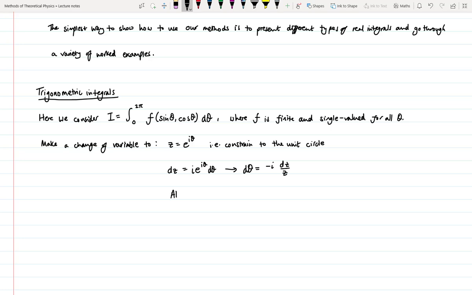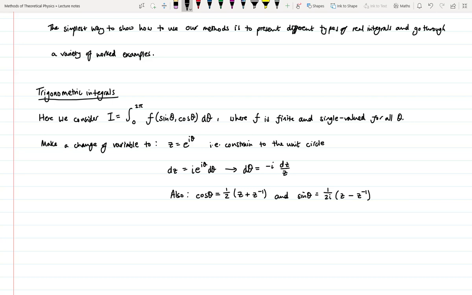We also have, and you'll recall from our discussions way back in the first topic, that we can write cos theta as a half, and then e to the i theta plus e to the minus i theta becomes a half z plus z to the power of minus 1. And also that sine theta can be written as 1 over 2i, and then e to the i theta minus e to the minus i theta.